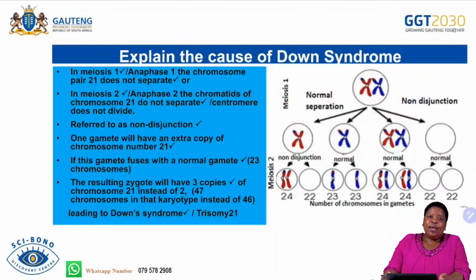Now, what will happen if a person has 47 chromosomes? It means somewhere in chromosome 21, the chromosomes failed to separate. Right? And immediately when we've got 47 chromosomes, immediately when we've got the third chromosome on chromosome 21, this will lead to Down syndrome. All right?